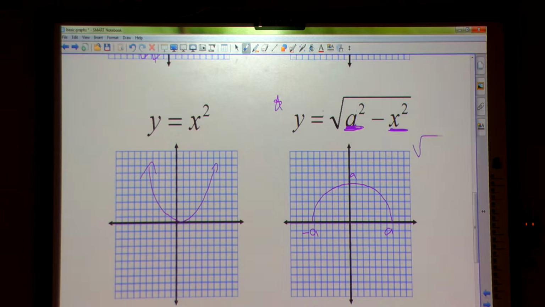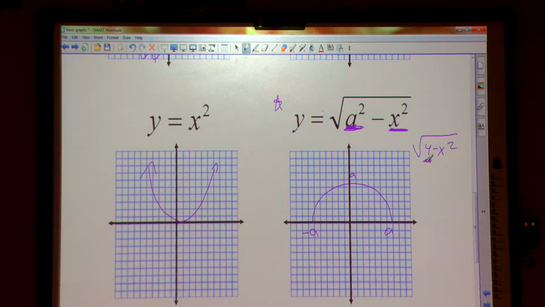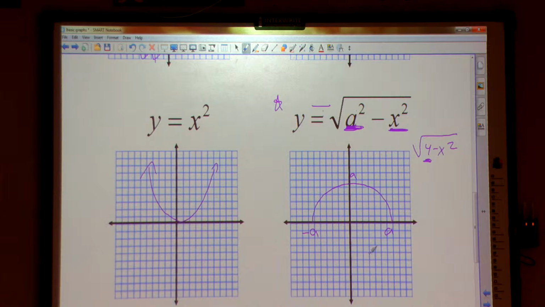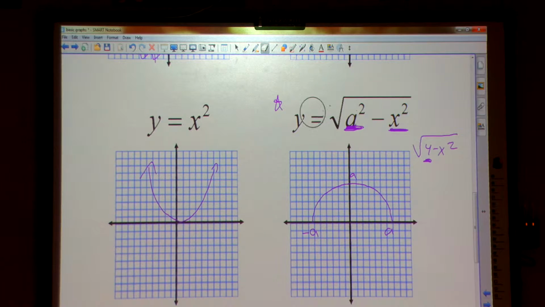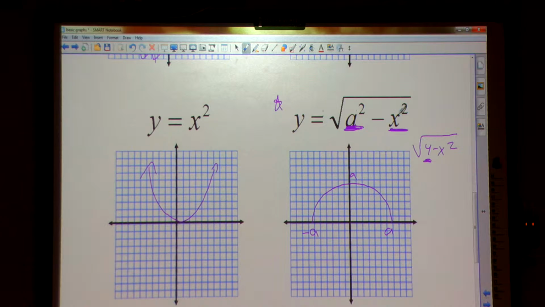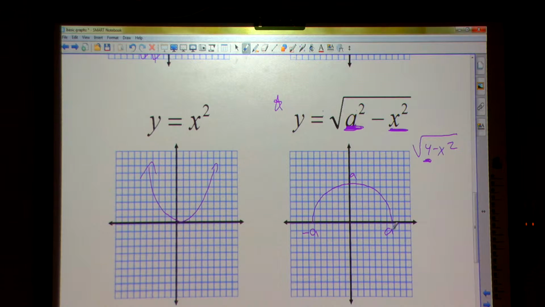So hypothetically, if I had the square root of 4 minus x squared, that is a semicircle of radius 2. Now, if I have a negative, that's the bottom half of the semicircle, not the top, because remember, negative reflects it. So this is one you probably did not know. Perfect square minus perfect square. That is a semicircle. Look how beautiful my semicircle is. Isn't that gorgeous?